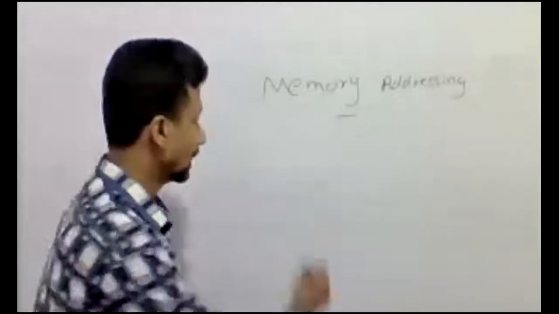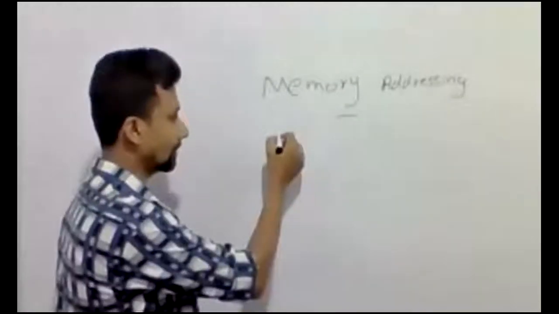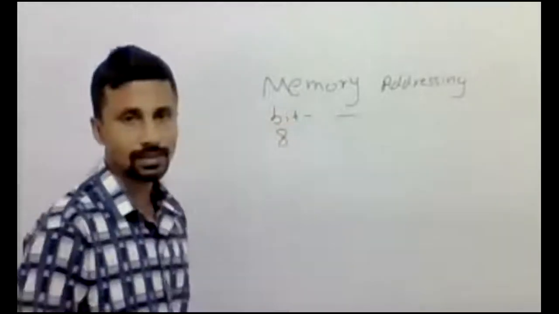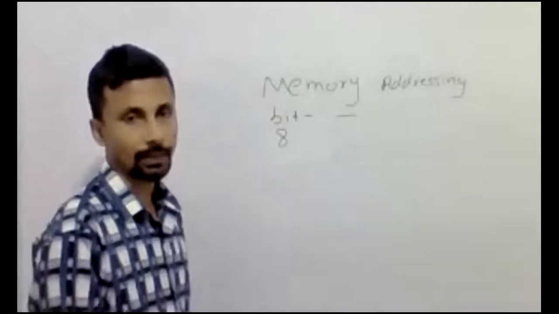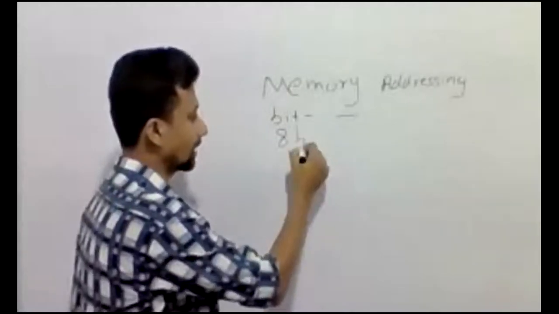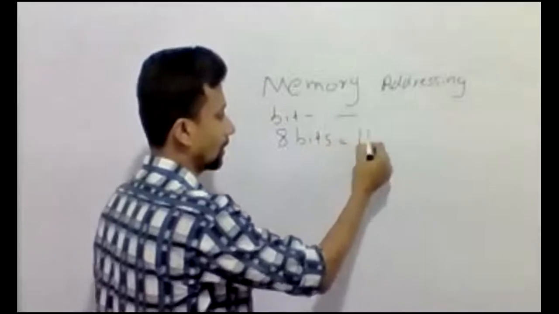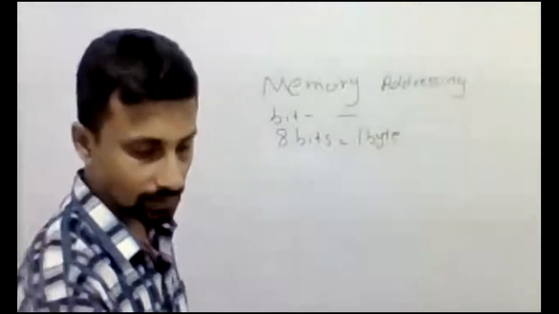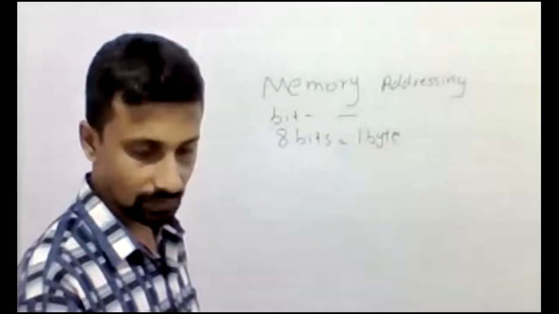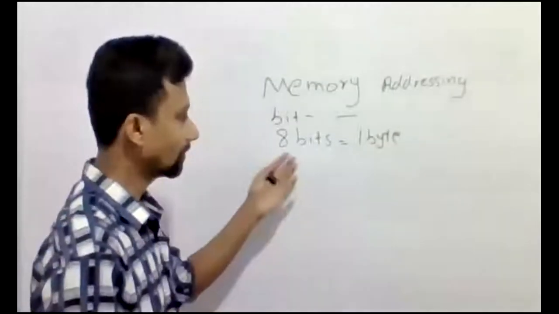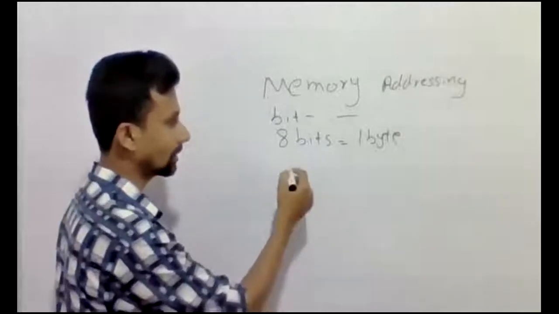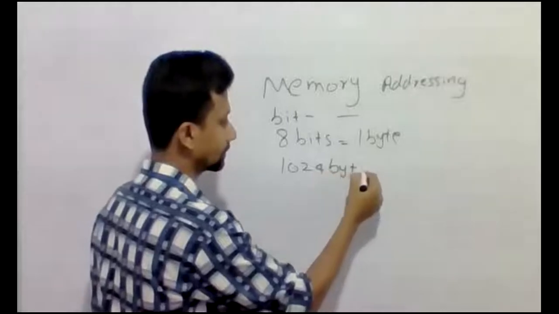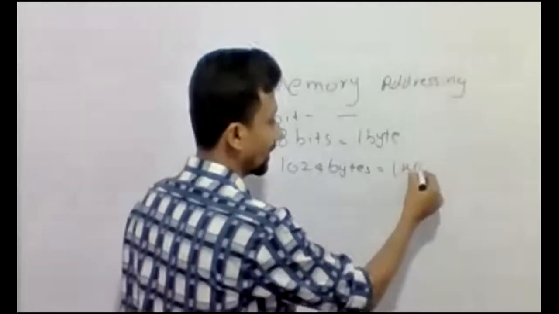So in memory addressing, an address can be given by using bits. I think you can't remember this stuff, so I'll write it down here. Bit is the smallest unit in capacity measurement. So 8 bits equal 1 byte. You can write this somewhere when you have some spaces. 8 bits is equal to 1 byte. 1024 bytes equal 1 kilobyte, KB.